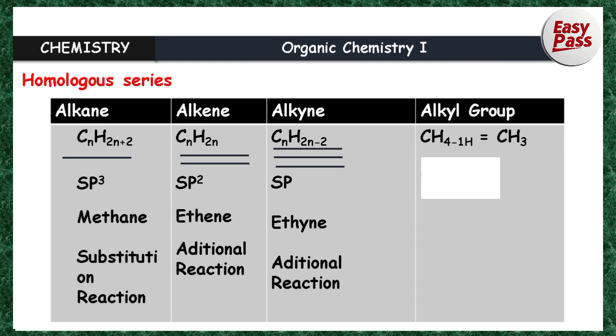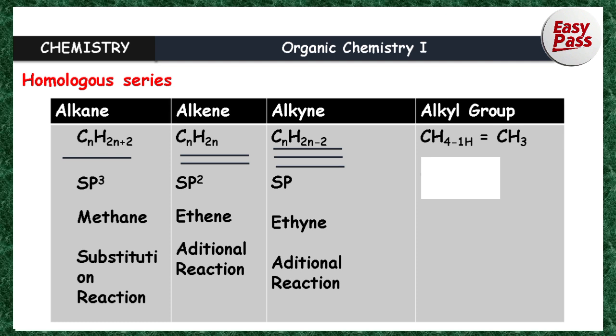As an example of a carbon compound in the alkane family, we have methane, which is CH4. A group derived from a member of the alkane family by a loss of a single hydrogen atom: CH4 minus 1 hydrogen gives us CH3. This is an example of an alkyl group, because it is a group derived from the alkane family by a loss of a single hydrogen atom.